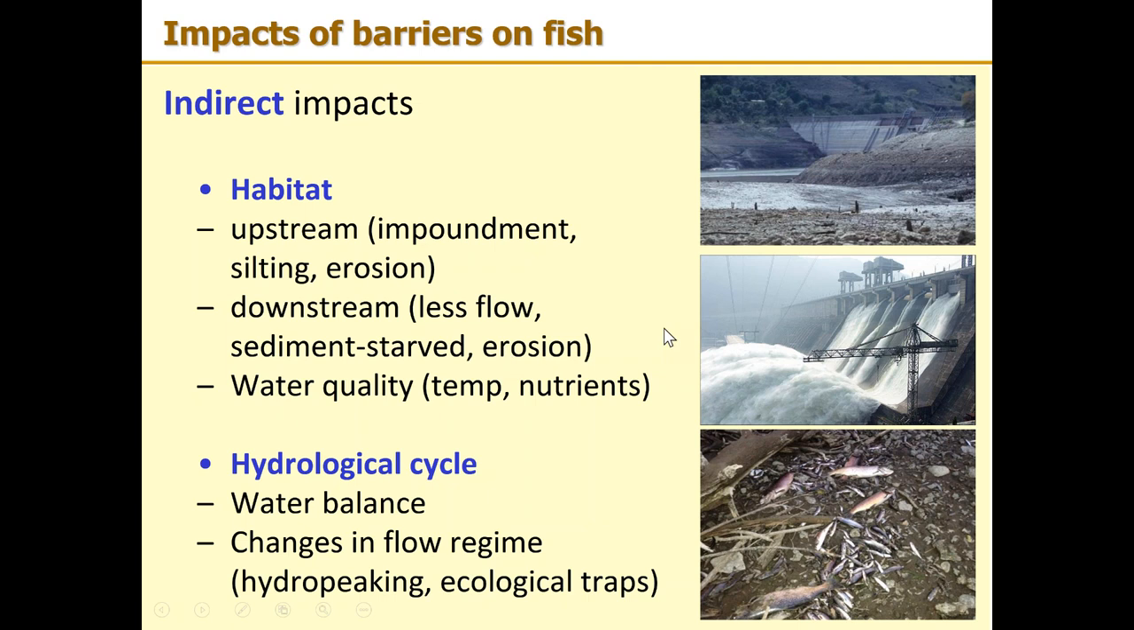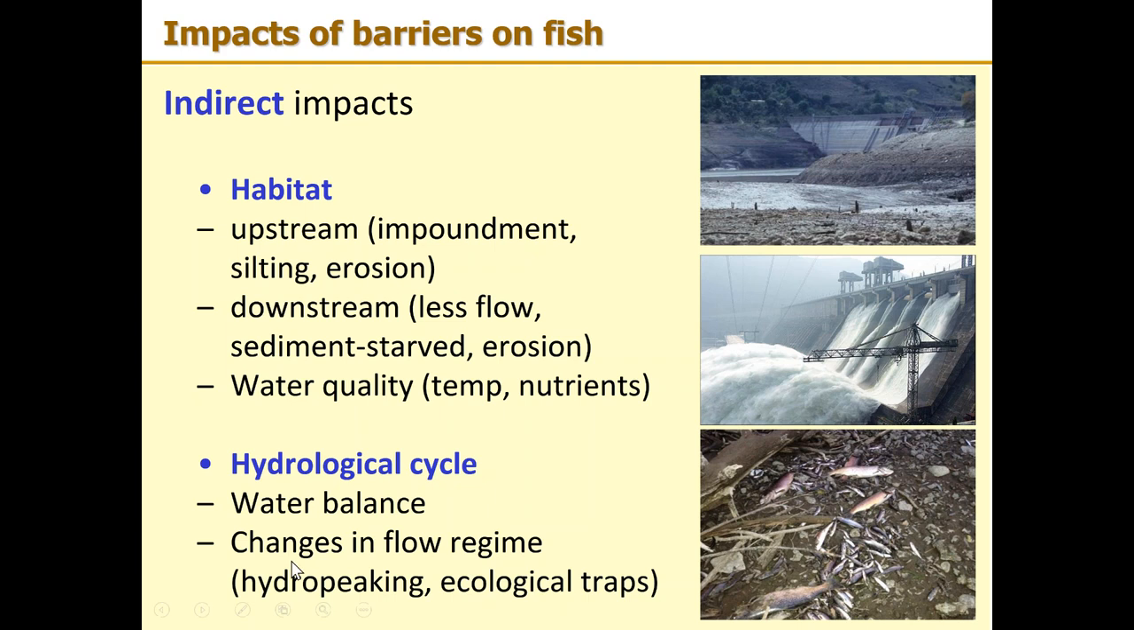The water quality is going to be affected in the case of large dams. Temperature is a case in point, and also the movement of nutrients is going to be disrupted. The hydrological cycle is also going to be affected in large cases, and we go from a situation where there are some natural changes in flow regime to one where low flows tend to be higher than they would normally be, and peak flows tend to be lower.